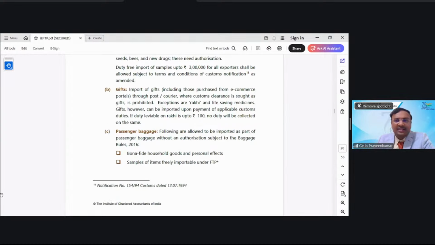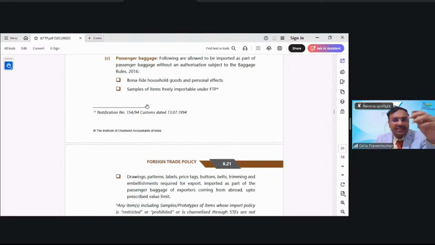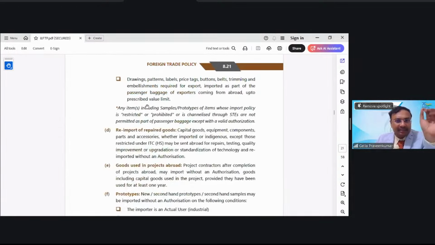Then gifts. In general, gifts are allowed, like import of gifts are subjected to duty. Exceptions are Rakhi and life-saving medicines. Passenger baggage, we have discussed in another chapter. I'll skip the baggage part.